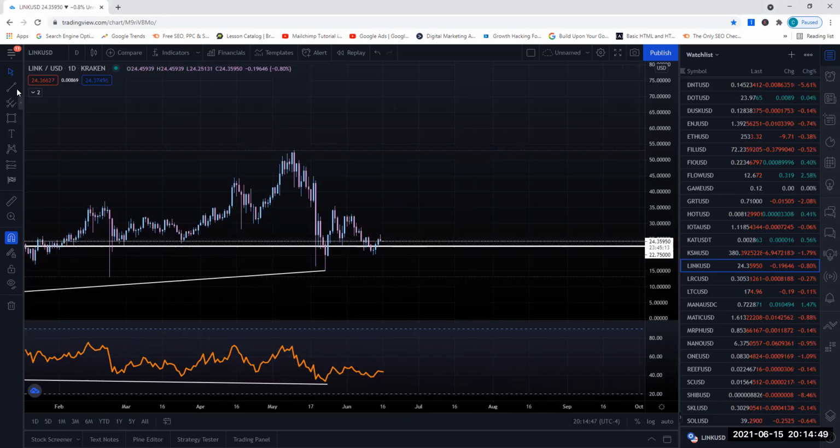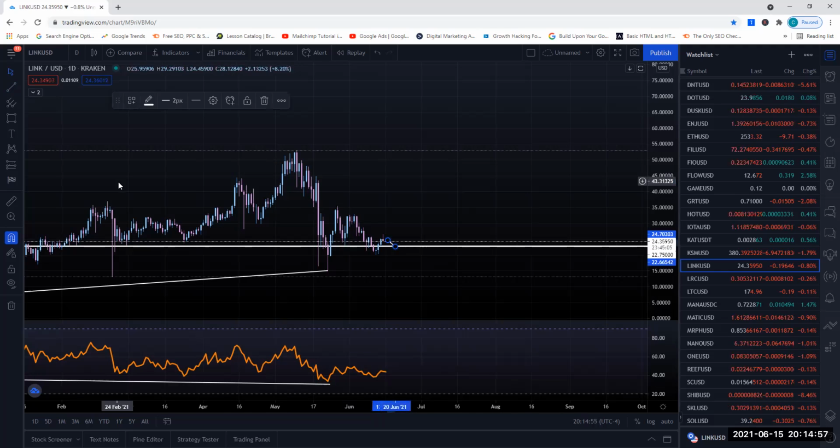I do feel that they may come to revisit this little area here around the 22.75-ish, give a second leg, and then from there continue its run to the upside. I do feel that this will be a very bullish move when this does happen, probably hitting around this 45 area and then pulling back.